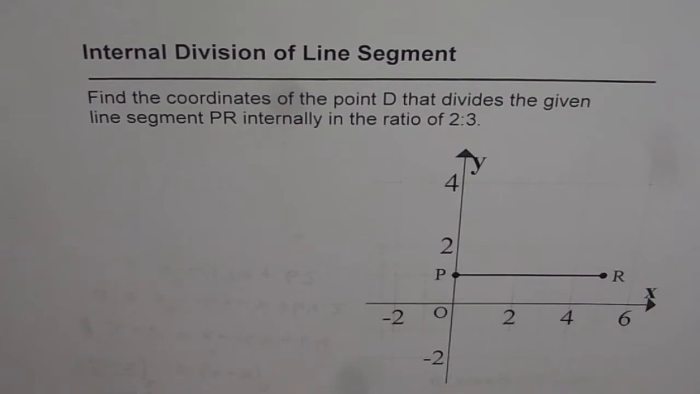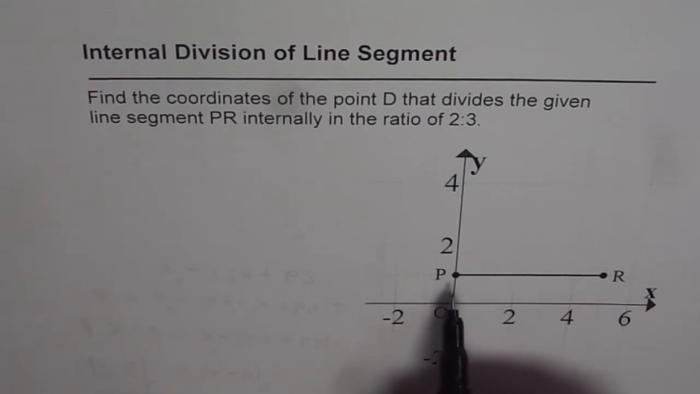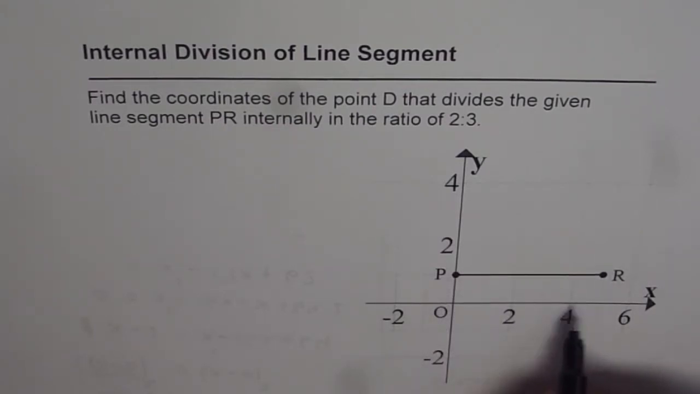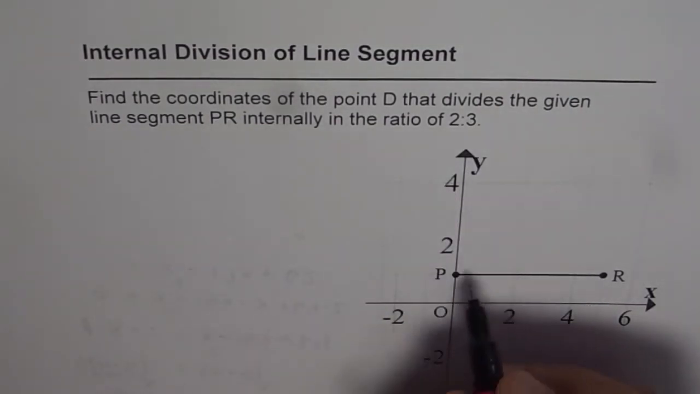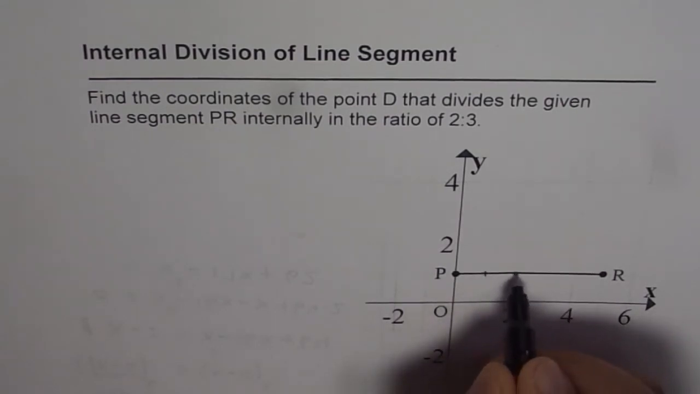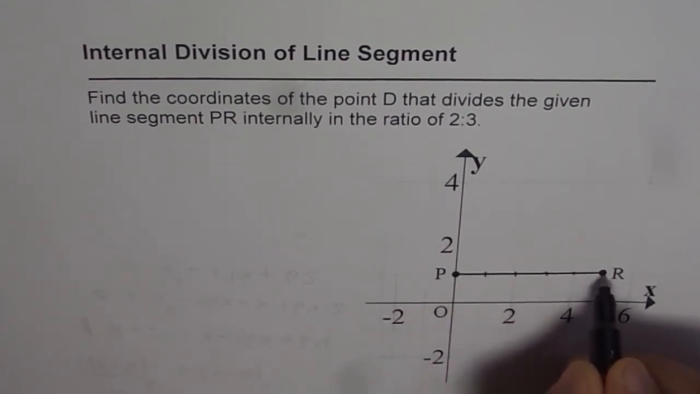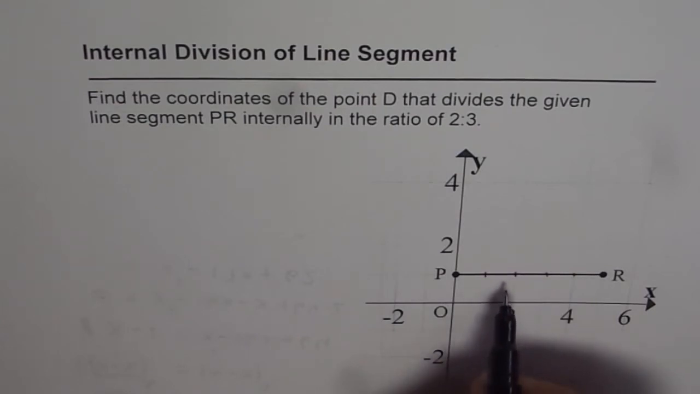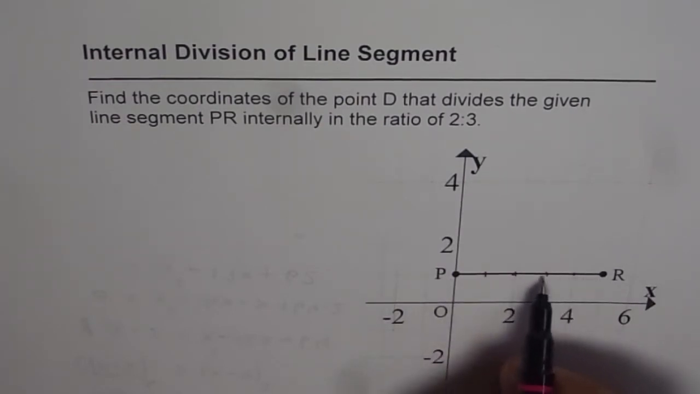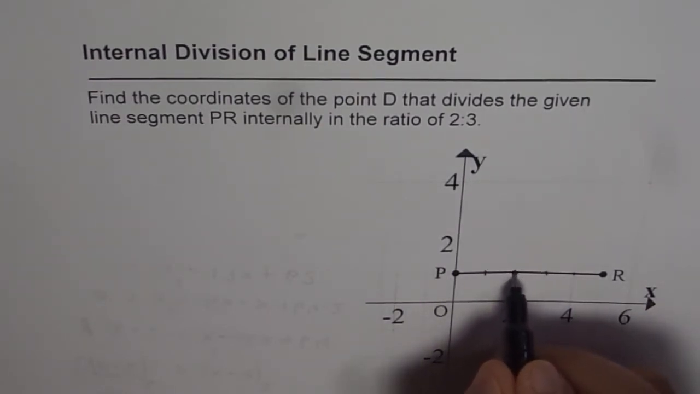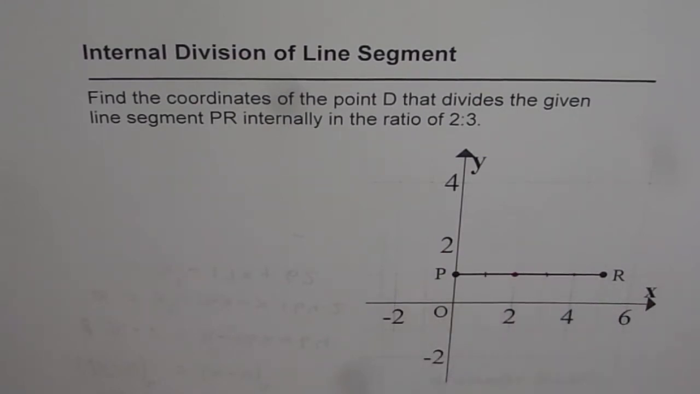Now how to do it? In this simple example, it's kind of simple. For example, this is line PR. It's going from 0 to 5. I can divide it into 5 equal parts, which is 2 plus 3 is 5, right? So those parts are 1, 2, 3, 4, 5. Now point D should be so that it divides PR in the ratio of 2:3, right? So obviously point D should be here, right? So that is our point D.